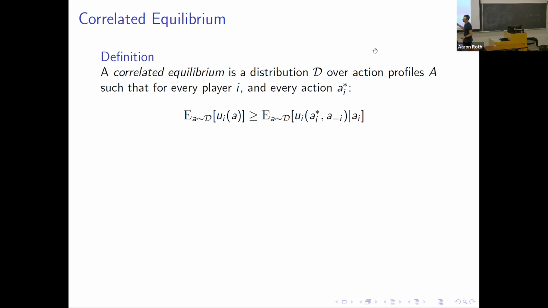D is the distribution over recommendations. So in the stoplight game, the distribution D that the stoplight implements is the distribution over the two action profiles. Half the time it's stop-go, half the time it's go-stop. So the object that is or is not a correlated equilibrium is a distribution over action profiles.